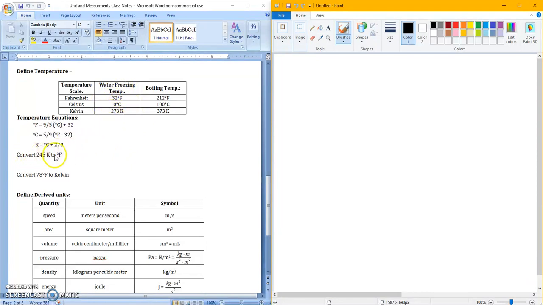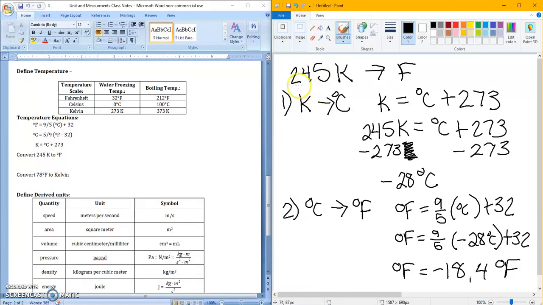So I'm going to do this one right now. My first step is taking 245 Kelvin and turning it into Fahrenheit. Now, if you look over here, I don't have an equation that relates Kelvin to Fahrenheit, so I need to go to degrees Celsius first. Kelvin equals degrees Celsius plus 273. So I plug in my number for Kelvin. I do some algebra, bringing the 273 across by subtracting it, and I get negative 28 degrees Celsius.